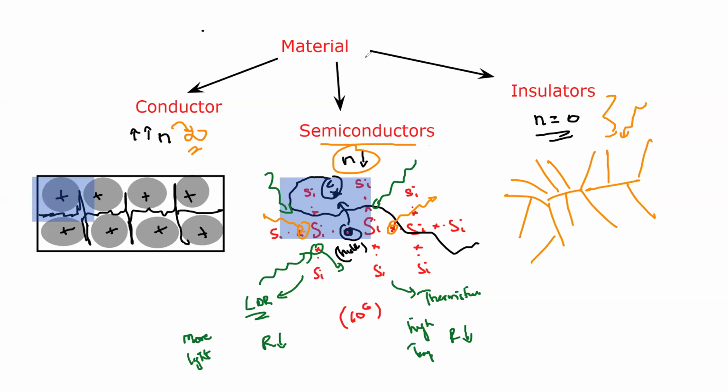This is the theory which explains the value of N. There's also another theory which explains the material, and we call that band theory. Why would N increase in the case of a semiconductor?